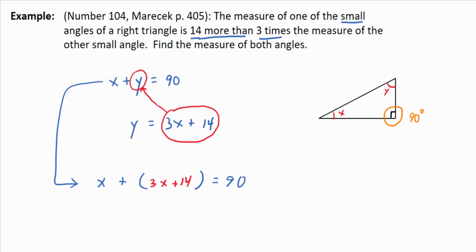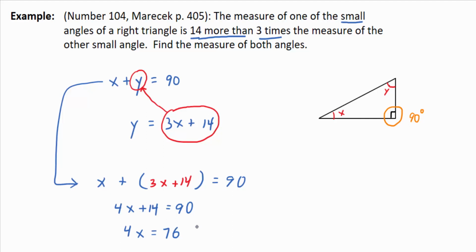Easy enough to solve that little equation, right? Combine like terms, how many x's do you have? x plus 3x makes 4x plus 14 equals 90. Help me out here. So 4x is equal to 76, if you subtract 14 from both sides, right? Notice I didn't show the minus. If you want to show the minus 14 from both sides, you can, but I'm going to just say 4x equals 76. Okay, then what do you do to both sides?